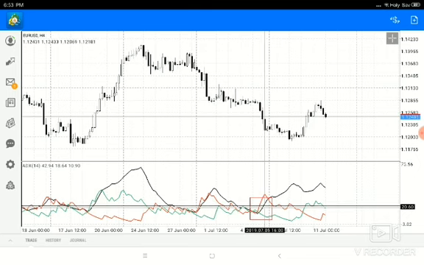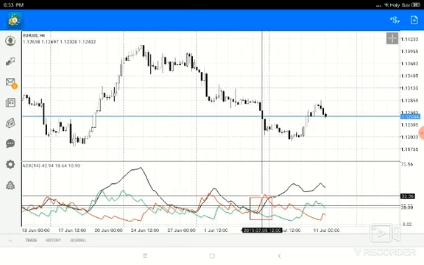So now look at this sell that happened here. Remember I told you when the black line is going up and your red line is going up, it's telling you that sellers are in control, the market is going to sell, price is going to drop. So you should be looking at selling, not buying.